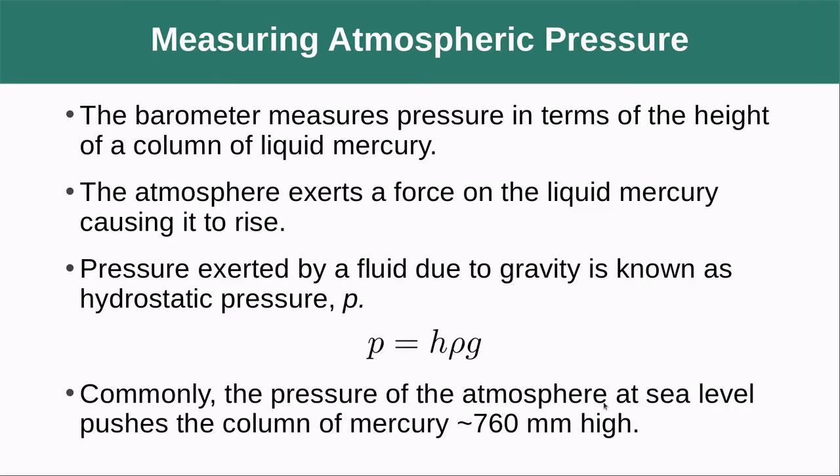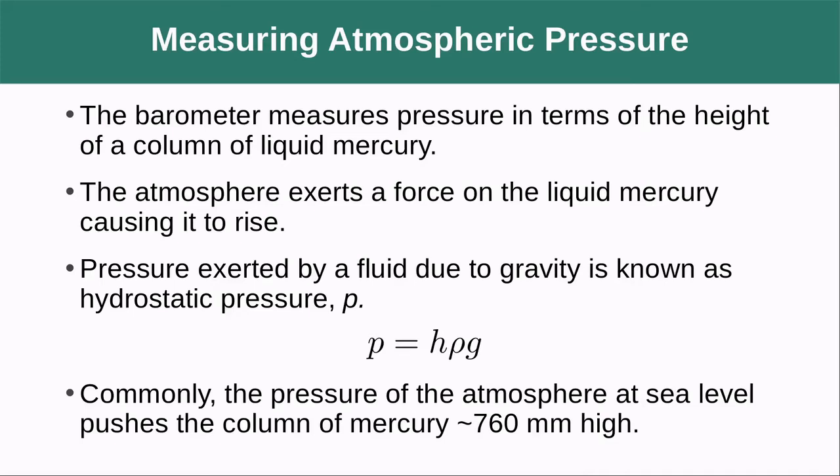So how do we measure atmospheric pressure? A barometer measures pressure in terms of the height of a column of liquid mercury. It doesn't have to be liquid mercury, but traditionally that's what we've used. We've actually moved past using mercury altogether because it's pretty bad for you, and we now have digital barometers and the like. But for our learning purposes, we're going to pretend that we're still using mercury.